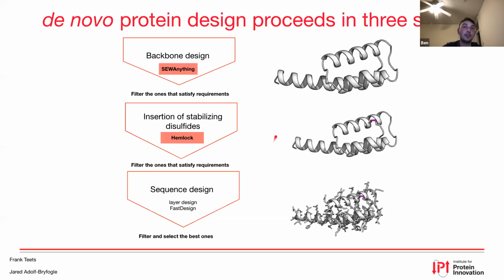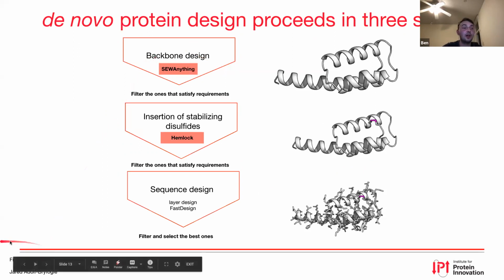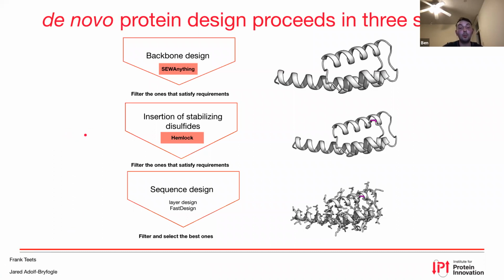Our design process has 3 steps. So first step is our backbone design, where we use SewAnything, which is developed by Frank in our lab, and it's a modular improvement to the SEWING code that is published before. And so with this protocol, we attach 2 helices to our starting structure to make our backbones. And I will go into more detail in the following slides. So that's just an overview.